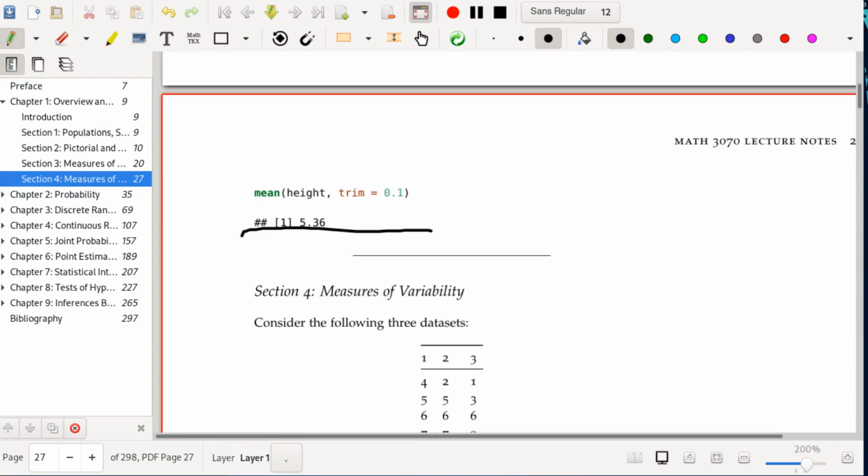Okay, so that's it for this section. In the next section, we will be discussing measures of variability. So I will cut it off here and have a good day.